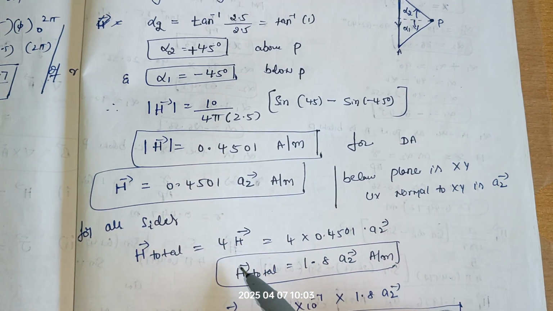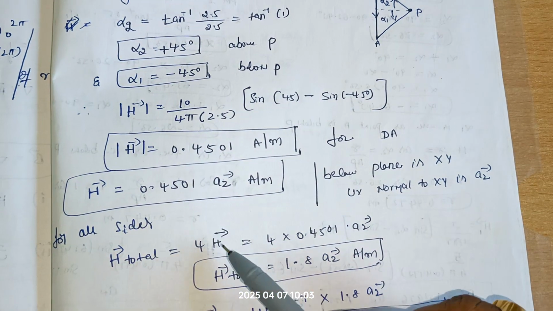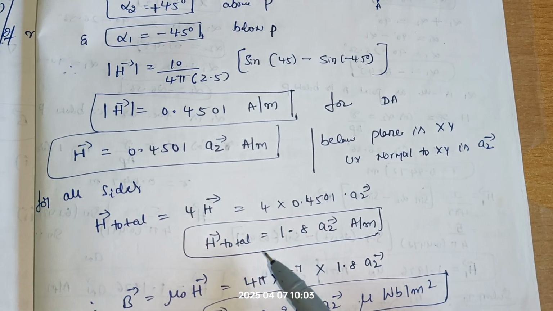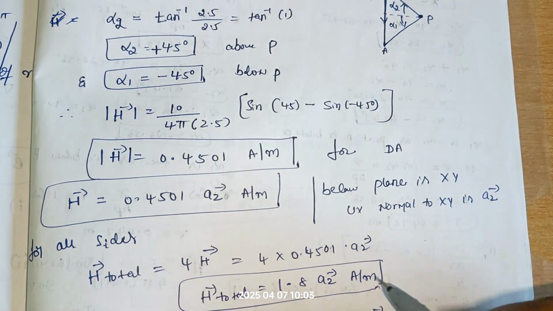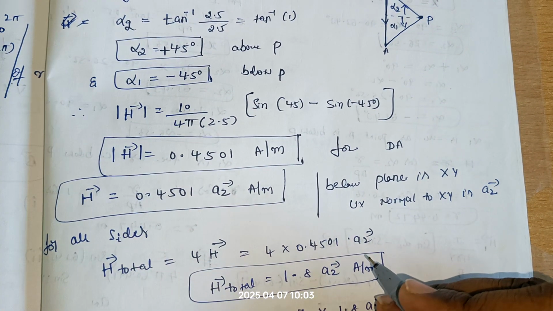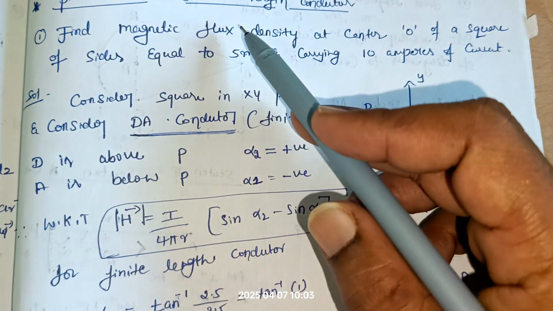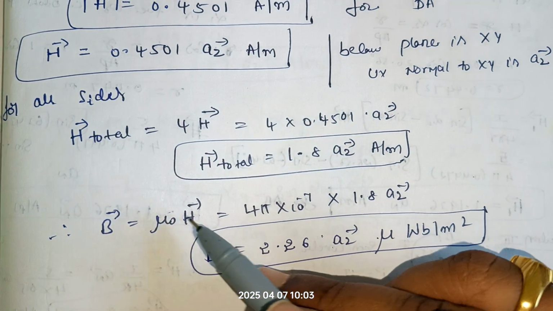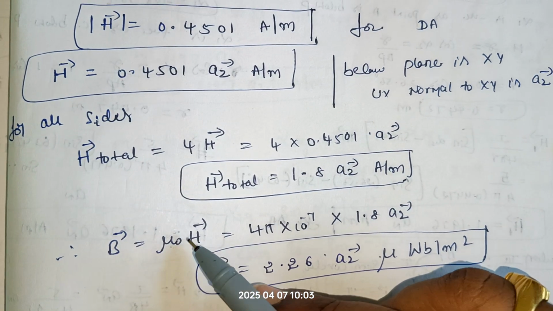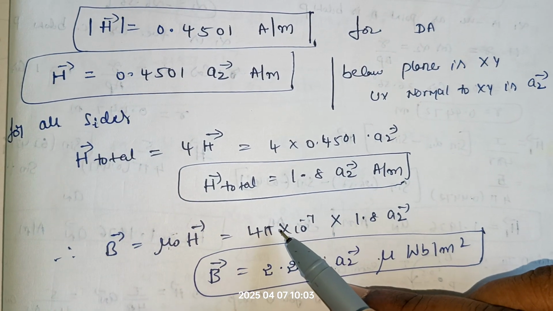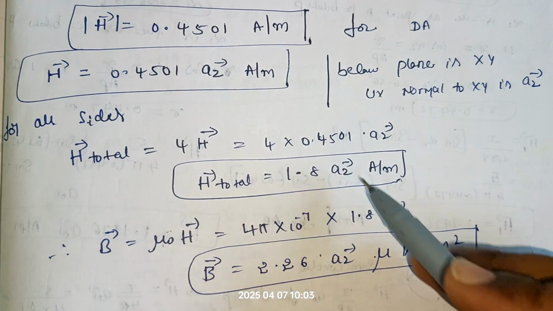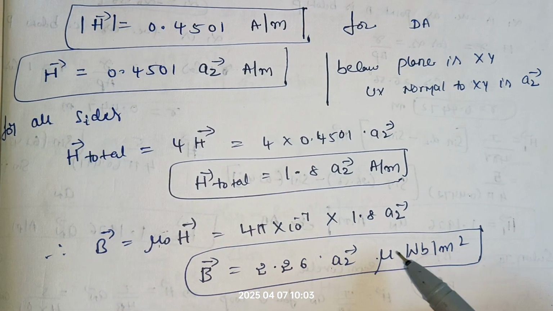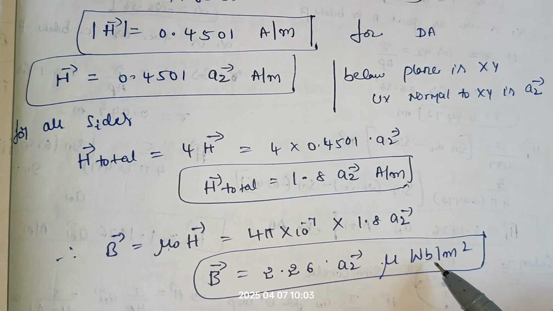So similarly for all sides, what we should do is multiply this with 4, so that we'll get H total like this. So this is the magnetic field intensity. But what is the question asked? Magnetic flux density. So we know the relationship between magnetic flux density and magnetic field intensity, B equals mu naught H. Substitute mu naught as 4 pi into 10 power minus 7, H as this value, so that you will get 2.26 a_z micro Weber per meter square.